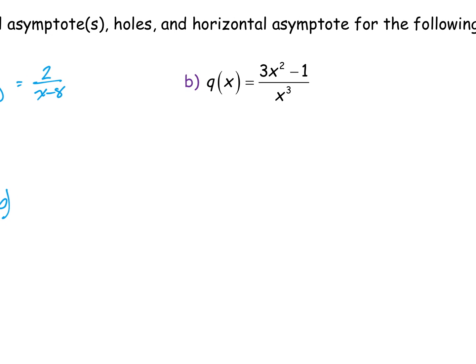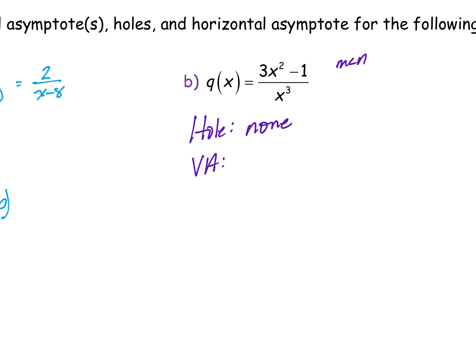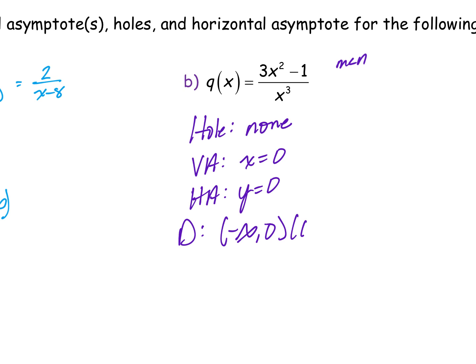Okay, so on B, M is less than N, so I have no holes because I can't simplify. It's already simplified, so there's no holes. My vertical asymptote is x equals 0. My horizontal asymptote is y equals 0. And so my domain on this one is negative infinity to 0 and 0 to infinity. Did I answer your question fully, Emma? Yeah. Okay. Thank you.